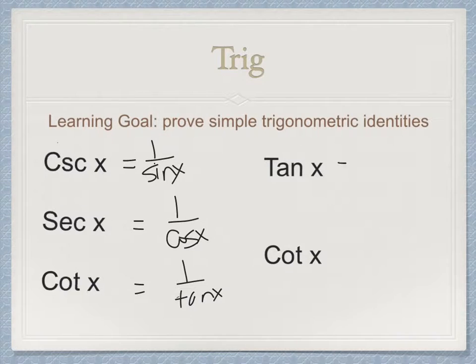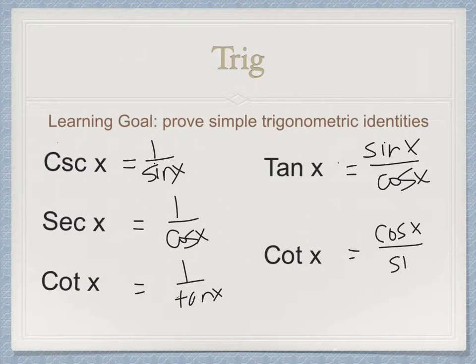We also know that tan x is equal to sine x over cos x. And cotan x then would be the inverse, the reciprocal of that, so cos x over sine x. When we prove simple trigonometric identities, we're going to just replace any of these things with sine and cos.